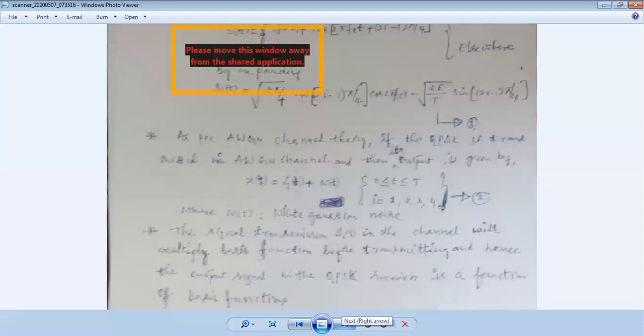Basically, what we are finding is the probability of error. What exactly is the probability of error? It is the possibility of the receiver detecting the information wrong, that is, the information received is different from the information that was sent from the transmitter.